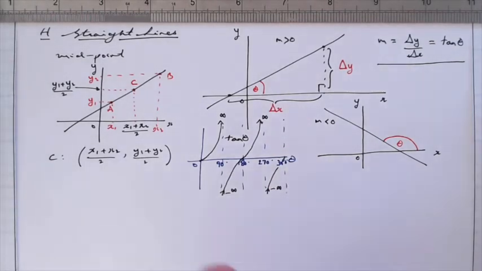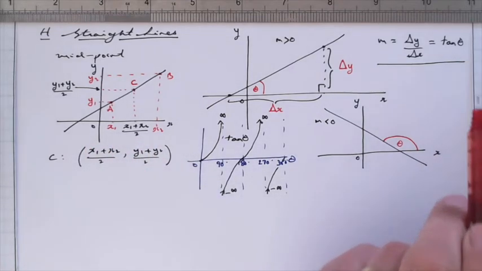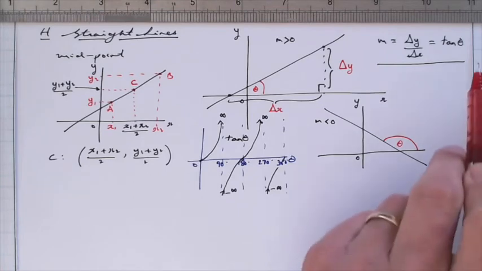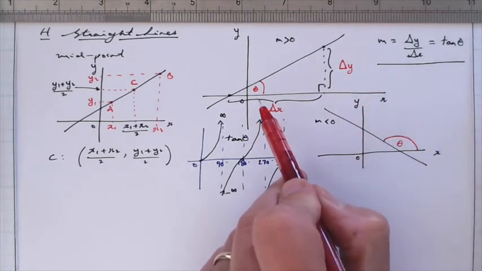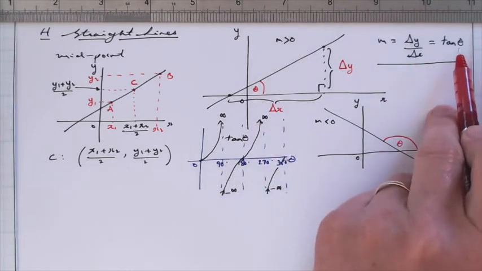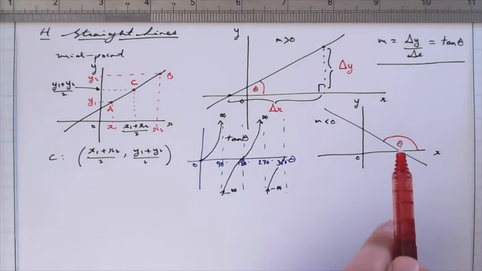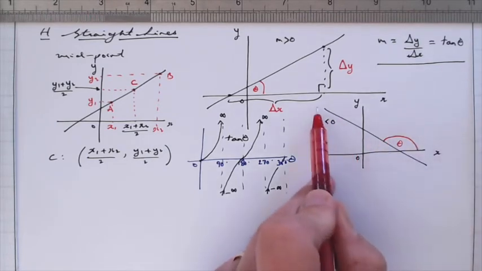So, just to recap what we've done so far in this tutorial, we have a simple expression for the midpoint of a line segment, and we have a simple relationship for the slope of a straight line in terms of the angle that line makes with the x-axis, which is the tangent of the angle, always bearing in mind we take the angle between the positive x direction and our line.